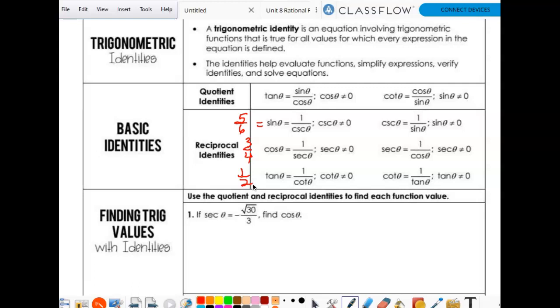So if I look, the secant of theta is the square root of 30 over 3, and I want the cosine. What do I know about cosine and secant? They are reciprocals, so we're going to flip them. So the cosine is -3 over the square root of 30. Can I have the square root of 30 on the bottom? No, so what am I multiplying by? So I'm going to multiply by the square root of 30 over the square root of 30.